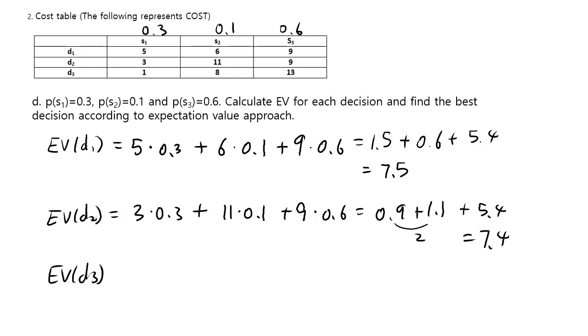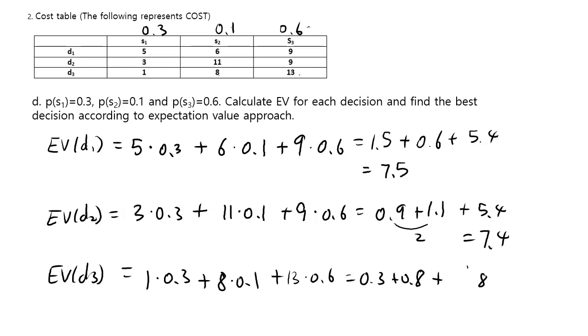EV D3 is 1 times 0.3 plus 8 times 0.1, 13 times 0.6. That's 0.3, 0.8, and 13 times 0.6 is 7.8. This 1.1 added to this, you get 8.9. Okay, so we get these expectation values.